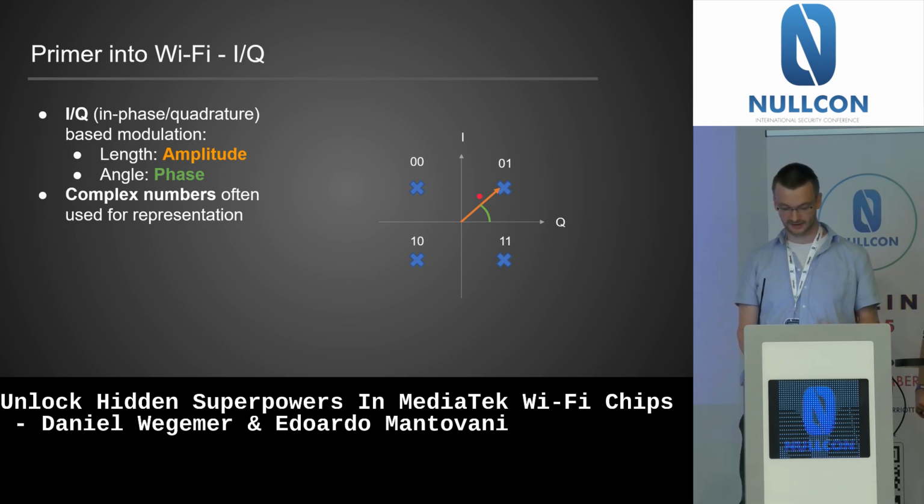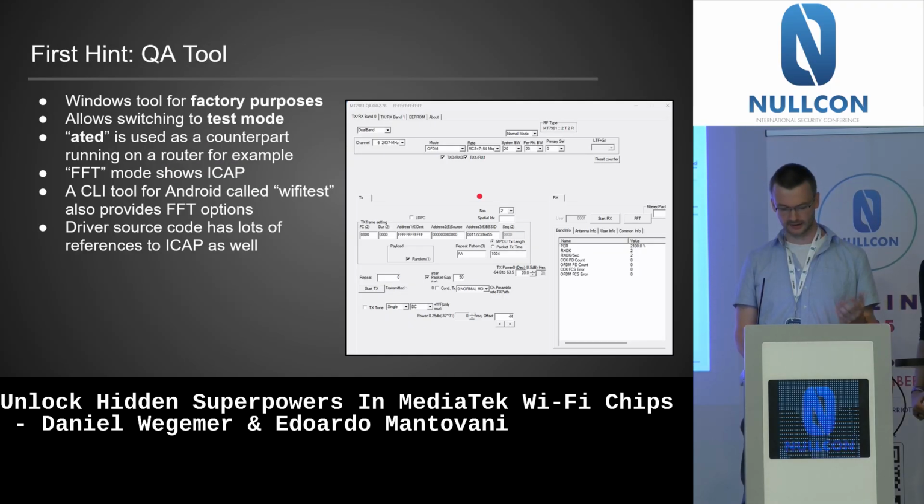And this is what we want to get from the first mode which we want to enable, which is ICAP mode. So how did we even get to this? And how did we find out about this? So there's this Windows tool called QA tool, and its purpose is for factory stuff. But we noticed that you can change some modes in here. You can change it to a test mode.